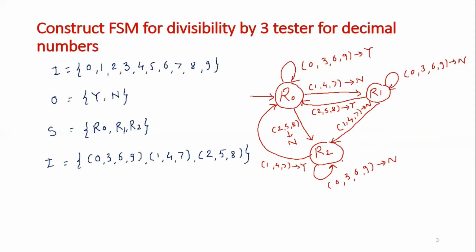Then in R2, if I get input as 2, 5, 8, my number will be 4, 7, 10, and if I divide that by 3, I'll get remainder as 1. So in R2, if I get input as 2, 5 and 8, output will be N and it will go to state R1. So this is the transition diagram for the divisibility by 3 tester.